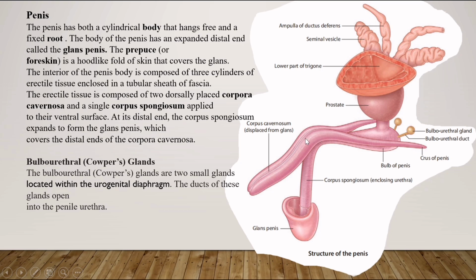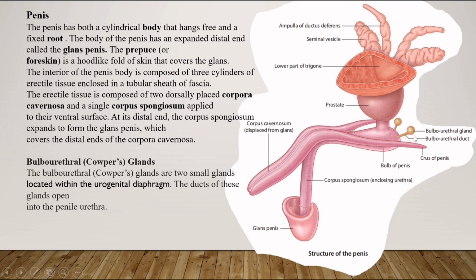Okay, so these 2 muscles are the corpus cavernosum. They are paired. They extend to the root of the penis, to form the crus of the penis. Then we have 1 muscle which is found on the ventral aspect, which we call the corpus spongiosum. It encloses the male urethra, which carries urine and semen.